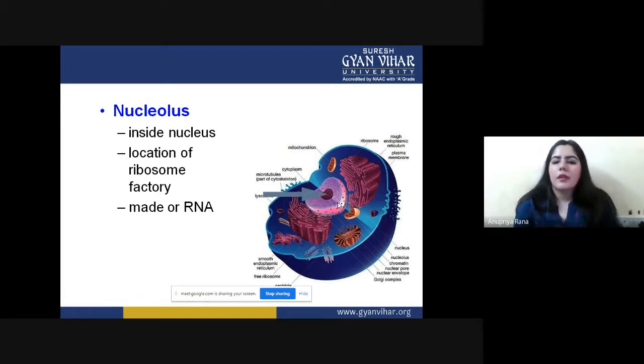Now the nucleolus. This is a very important location, basically the location for the ribosome factories. So the nucleolus makes RNA basically. When the central dogma happens, DNA gives the information to RNA, RNA gives the information to the ribosomes, and they make proteins. All of that is governed by this nucleolus. So the nucleolus has a very major role to play inside a eukaryote cell. It is like a queen of the eukaryotic cell.